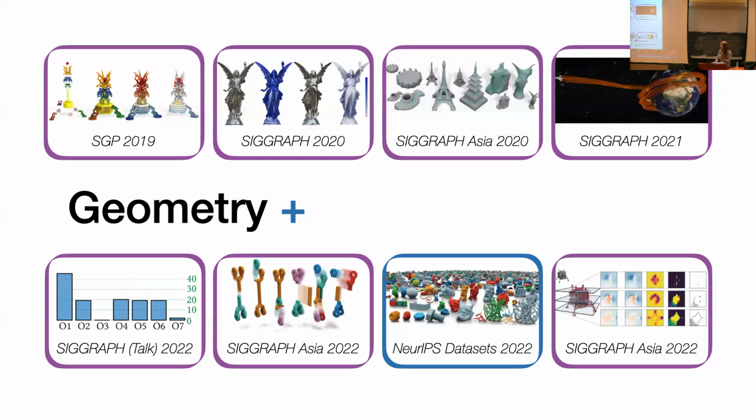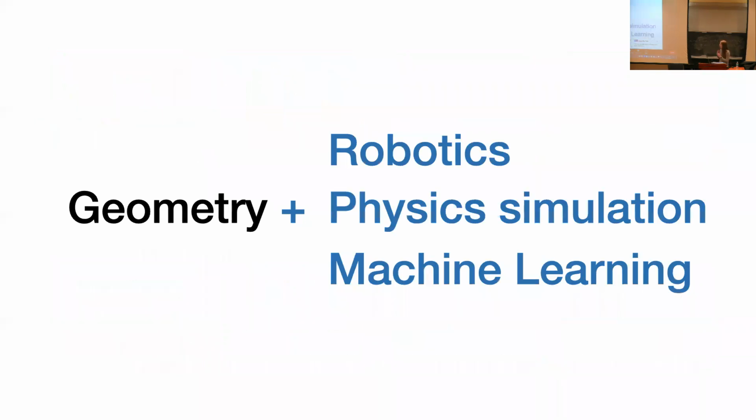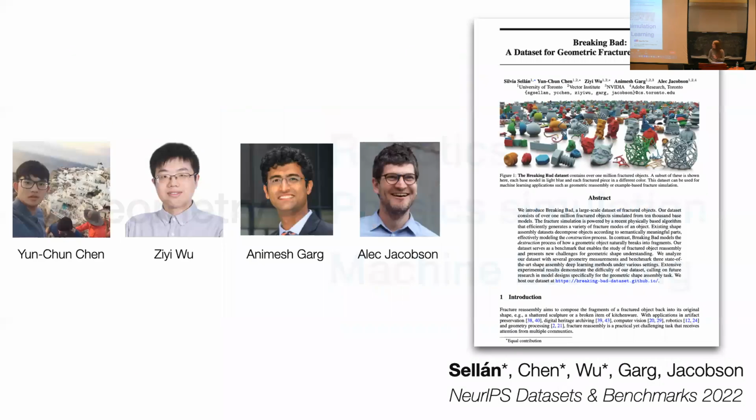So in this work, this was a very unexpected collaboration that I just did with our robotics and machine learning groups in our lab. So these are my collaborators, Yunchun Chen and Ziyi Wu, who are students in the robotics lab in our department. They're advised by Professor Animesh Garg, and of course, there's my advisor, Alec, again.